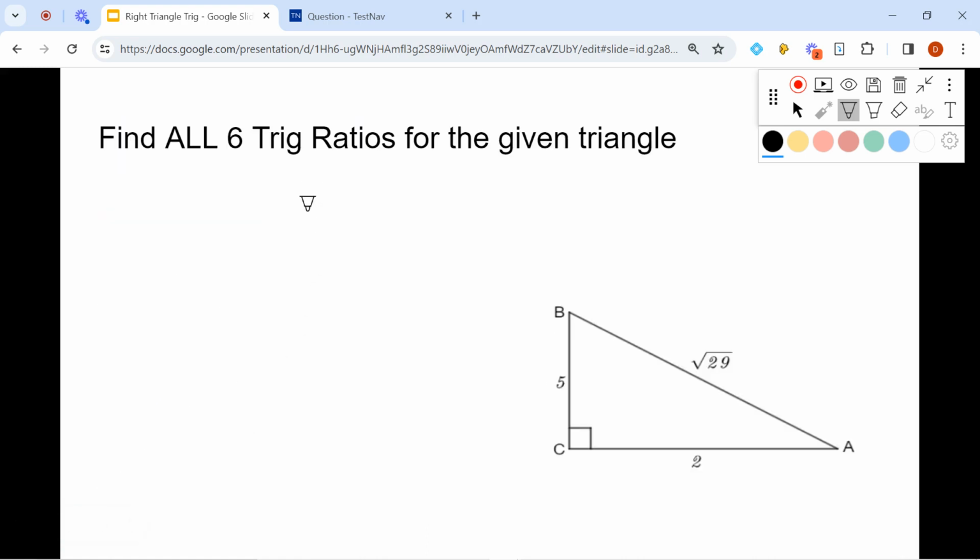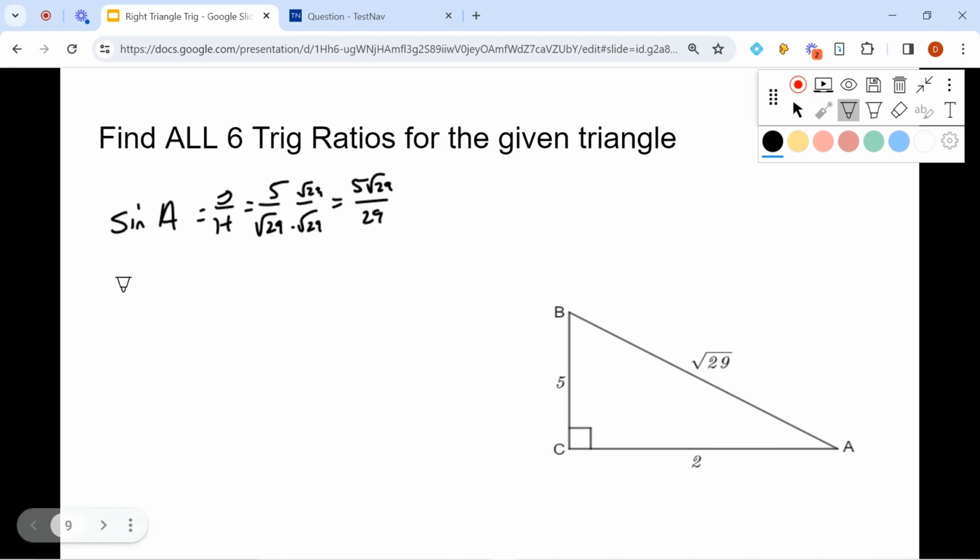All right, and then almost finally, find all 6 trig ratios for the given triangle. Let's do it for angle A. For angle A, we'll go for the sine of A. The sine of A is opposite over hypotenuse. So from A, opposite over hypotenuse is 5 over square root 29. You do have to rationalize your answers, multiply top and bottom by square root 29, and you get 5 root 29 over 29. Cosine of A will be the adjacent over the hypotenuse, which is 2 over square root 29.